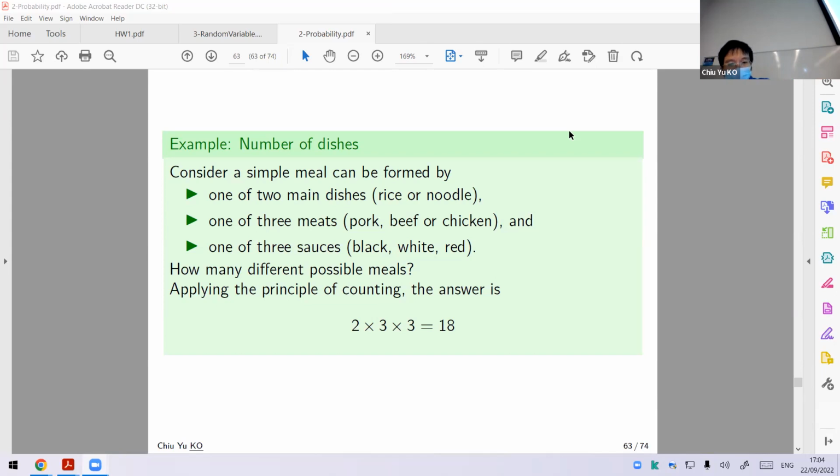Then this is the first thing, and second, you will choose one of the main dishes. The meat is pork, beef, or chicken. Okay, and then three different sauces. Okay, black, white, and red.